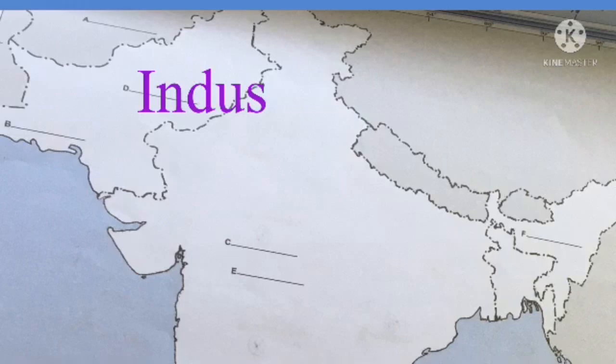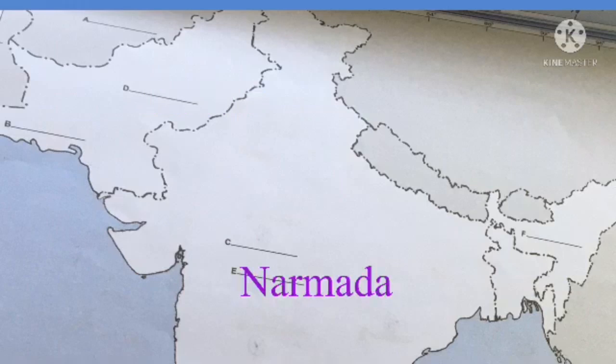Okay. Next question is the river on whose bank the earliest food gatherers lived. What is E question? The river on whose bank the earliest food gatherers lived. Yes, river Narmada is the answer. Where is it? It is in the south, near to Vindhyas range, isn't it, children? Yes, of course. What is the spelling for Narmada? N-A-R-M-A-D-A, Narmada.